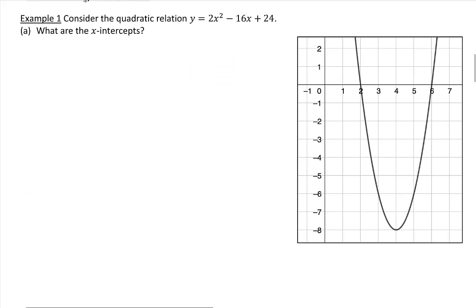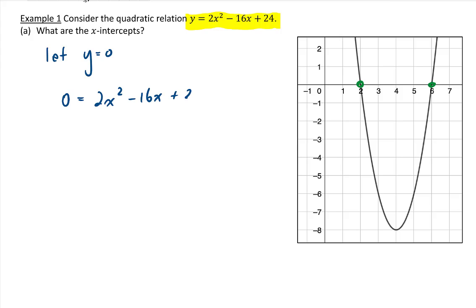First, let's do a bit of review. Consider the quadratic relation y equals 2x squared minus 16x plus 24. What are the x-intercepts? So from the graph, we can see that we have the two x-intercepts at (2, 0) and at (6, 0). To solve for this algebraically, remember it's the same thing as finding the zeros, so we let y equal 0, and we get 0 equals 2x squared minus 16x plus 24.